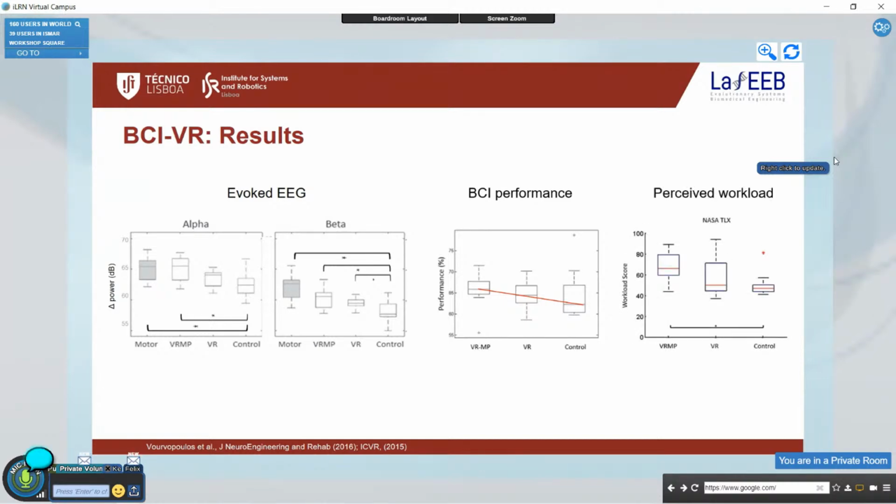In terms of the perceived workload, again, we see that the virtual reality condition after motor priming has increased demand in terms of workload. We see a significant difference between the VR after motor priming and the control condition, and we also see a similar trend in all cases. So that shows that there is something there that is worth investigating further.